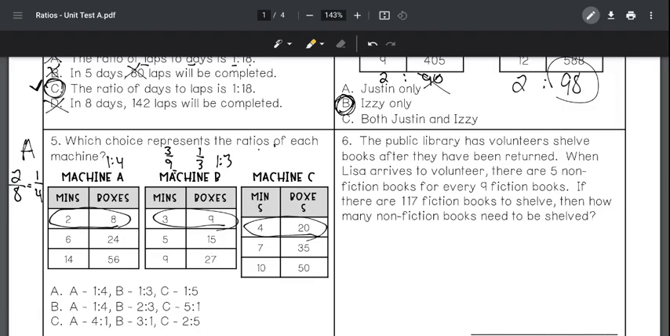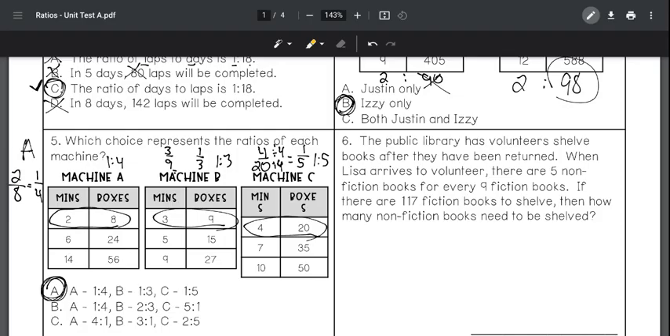C, 4 to 20. My common number is going to be 4. So how many 4's make a 4? 1. How many 4's make a 20? 5. So our ratio for machine C is 1 to 5. So the correct answer that matches A, 1 to 4, B, 1 to 3, C, 1 to 5. Our answer choice that's correct is A.